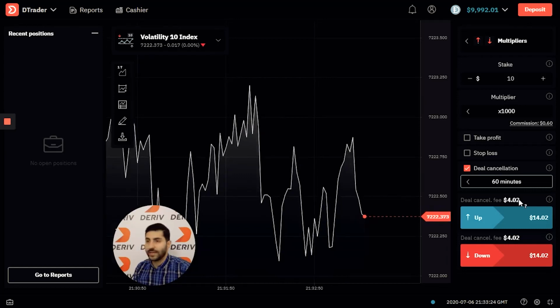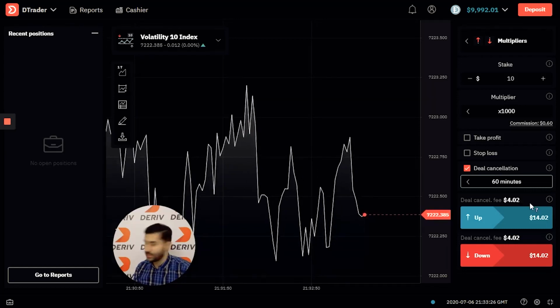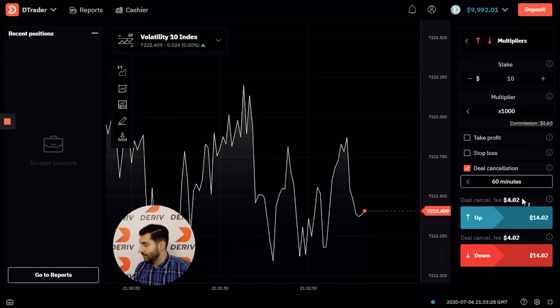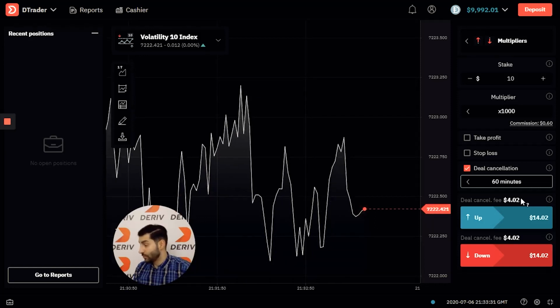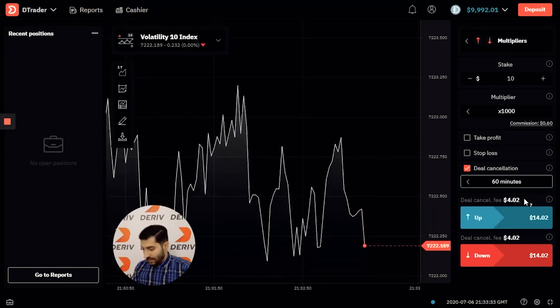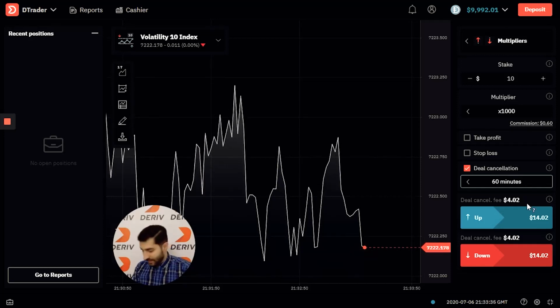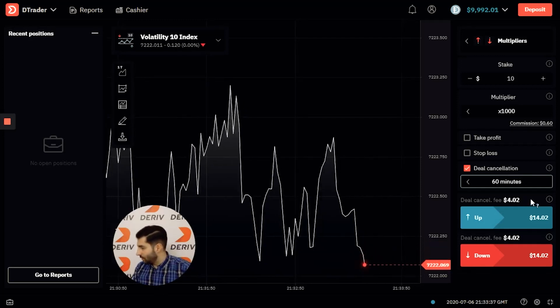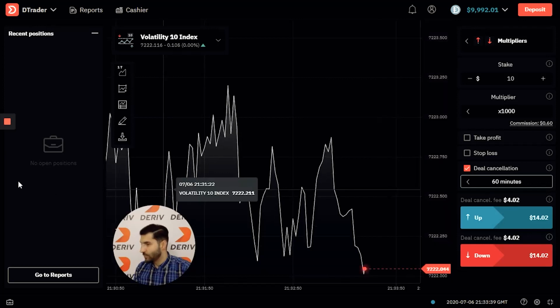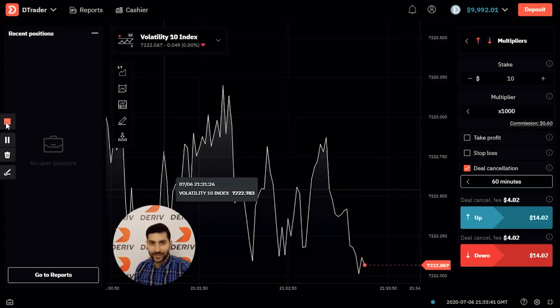So essentially it works like an insurance policy, whereby you pay a small premium in order to limit your risk. And so there you have it. These are the main features available with multiplier contracts. Next, we will move on to setting up a few actual trades.